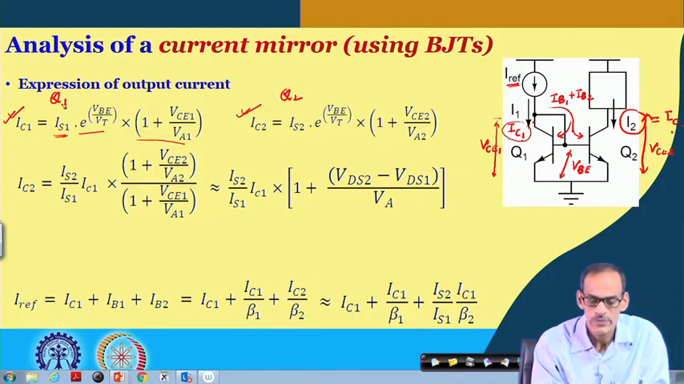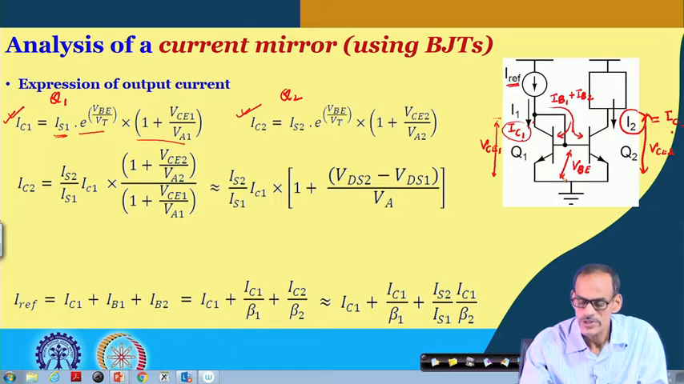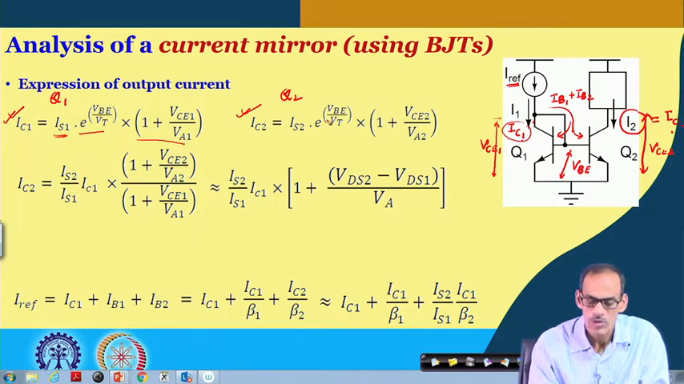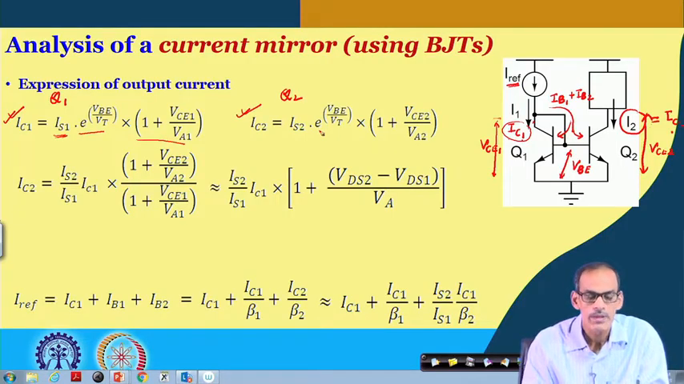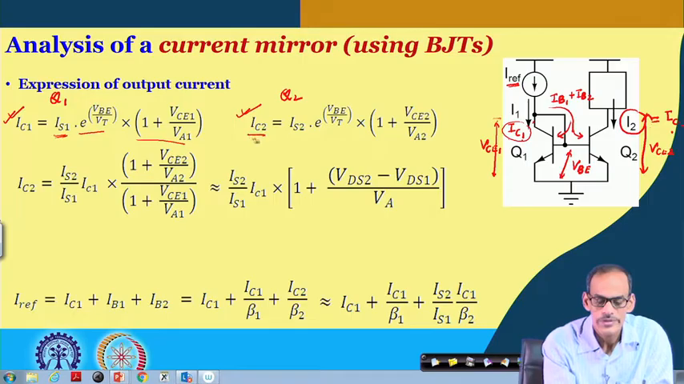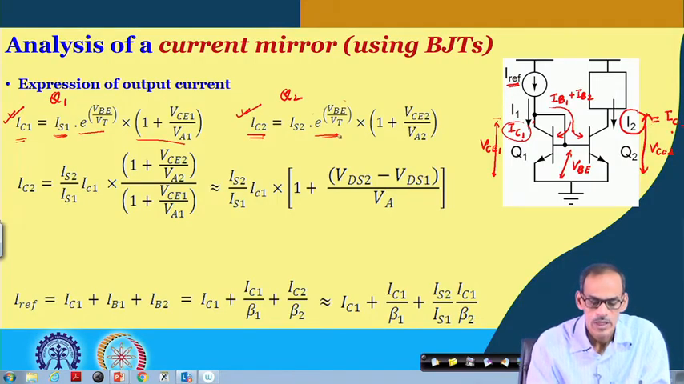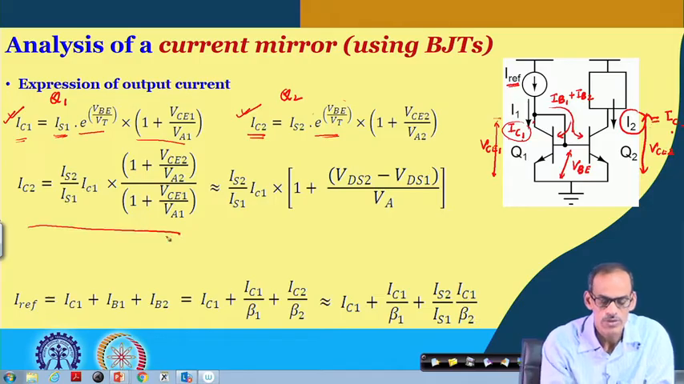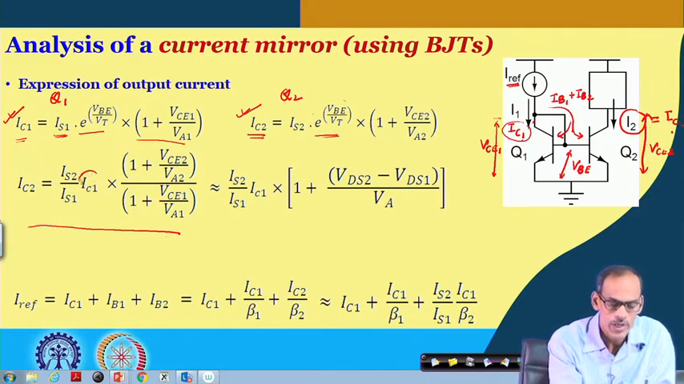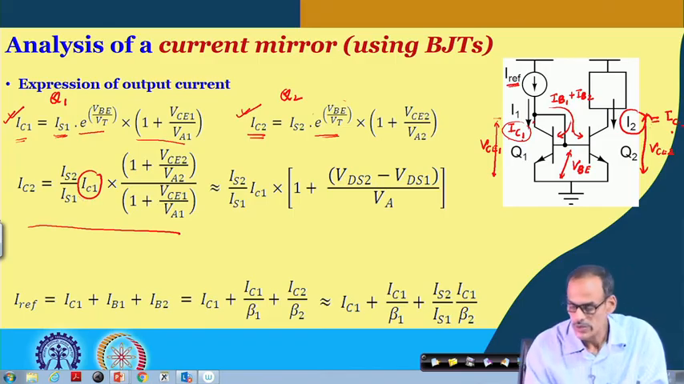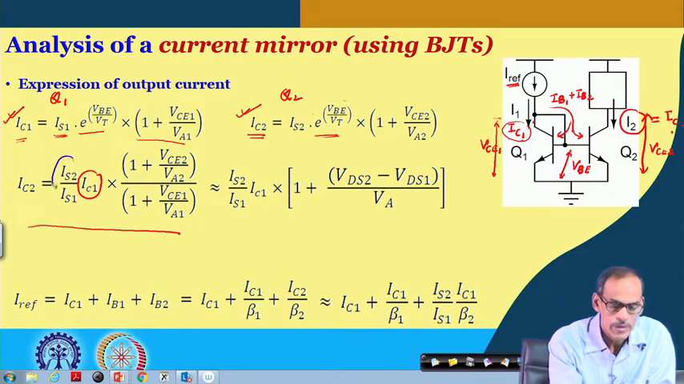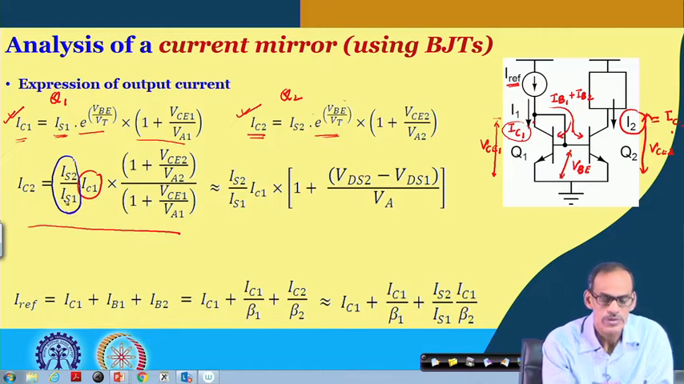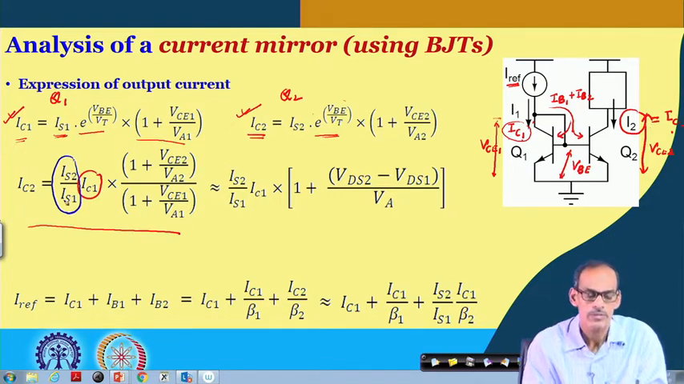Now, as I said, if I consider both the VBEs to be the same and the non-ideality factors equal to 1, or maybe even just equal, then we can take the ratio of this current and this current, where the e to the power VBE part gets cancelled, and that gives us the expression of IC 2 in terms of IC 1 and also in terms of the reverse saturation currents of the two transistors, IS 2 divided by IS 1.